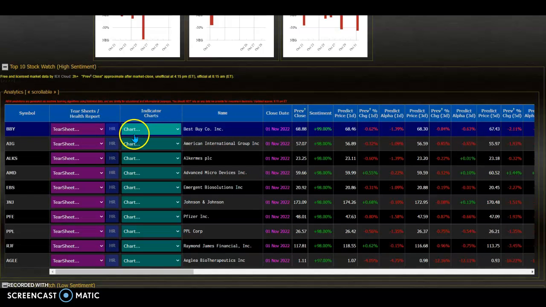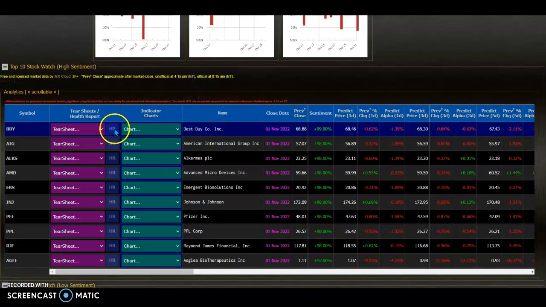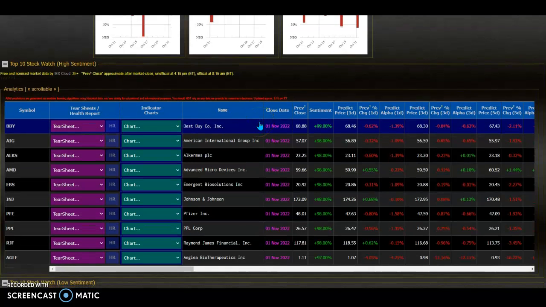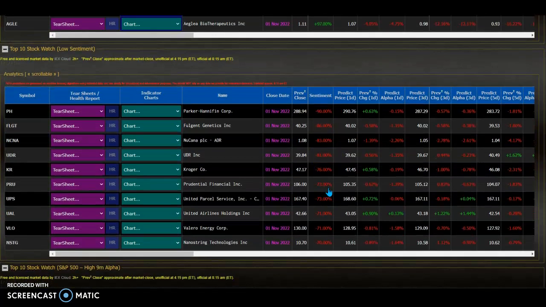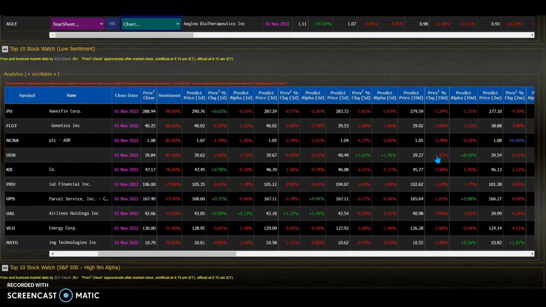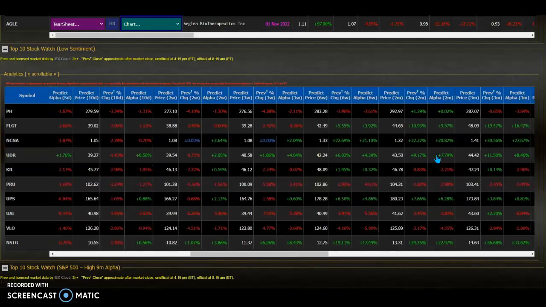Again, we're just on the home page. There are also a slew of indicator charts right here that you can generate if you're logged in, tear sheets that you can generate for each one of these stocks, and special reports. So the first grid again is the top 10 stock watch for high sentiment indication. The second grid is the top 10 stock watch for low sentiment. Here you'll see the output for what the sentiment is for these top 10 stocks with the lowest sentiment flagged right here. And again, as you scroll across, you will have all this other information for price and alpha moving forward.